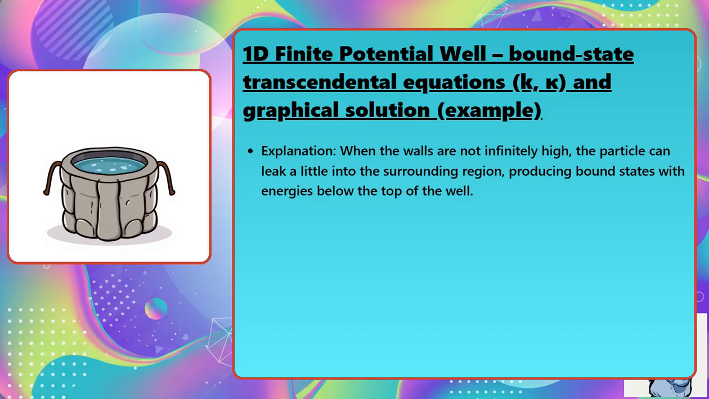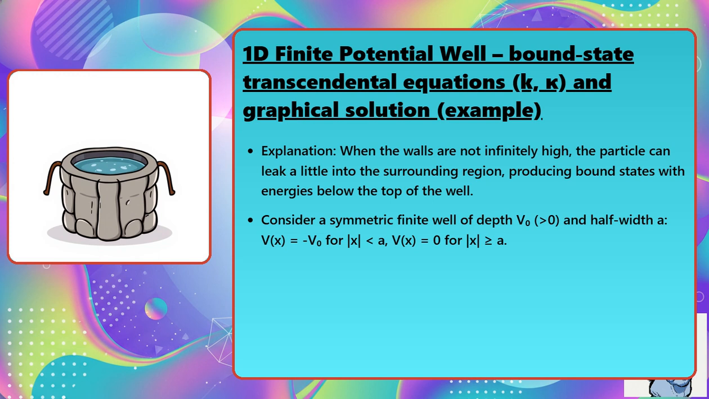Explanation: when the walls are not infinitely high, the particle can leak a little into the surrounding region, producing bound states with energies below the top of the well. Consider a symmetric finite well of depth V0 greater than 0 and half width a. V of x equals negative V0 for absolute x less than a. V of x equals 0 for absolute x greater than or equal to a.